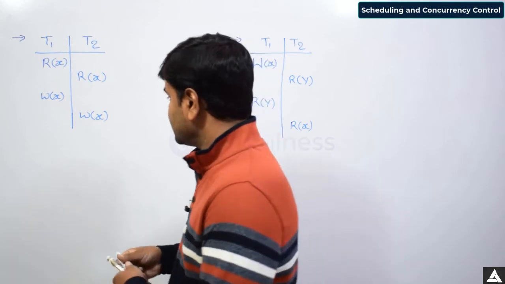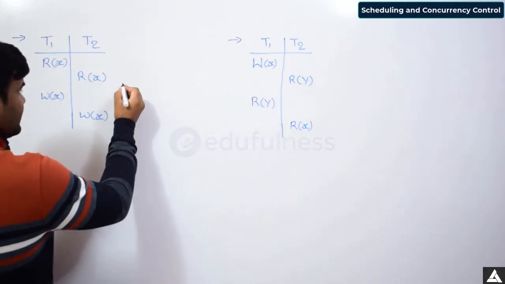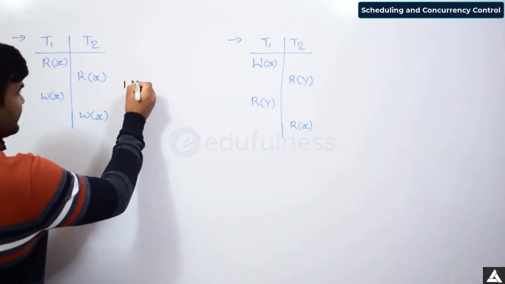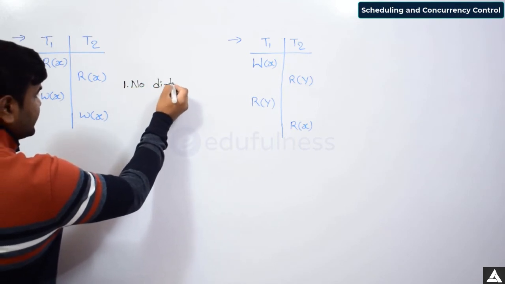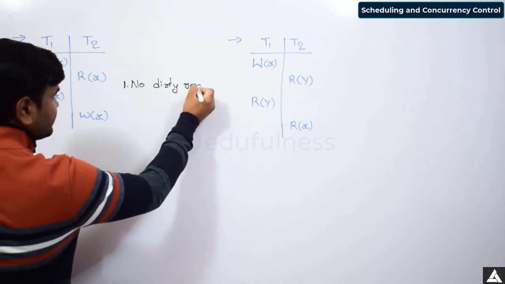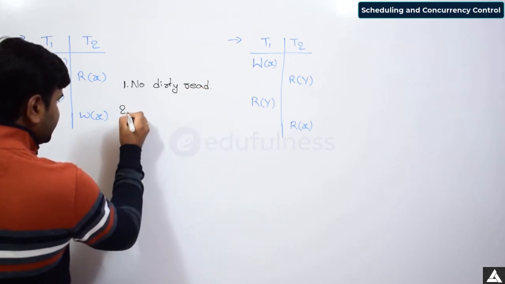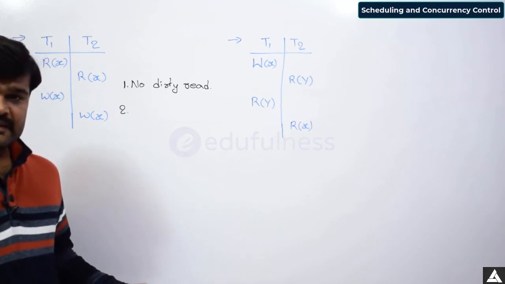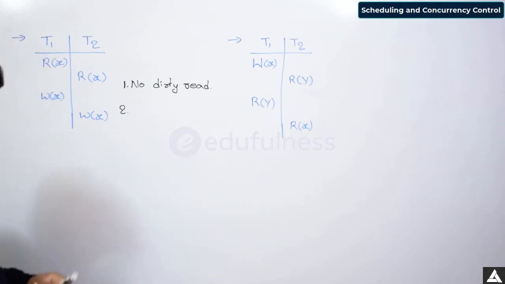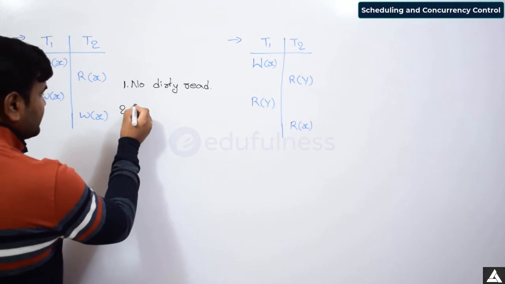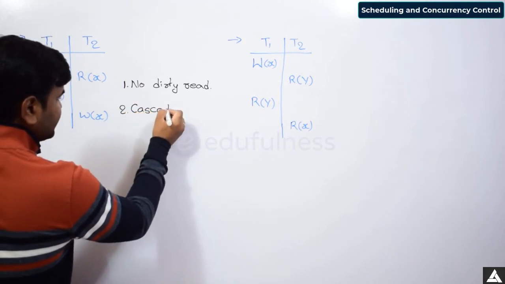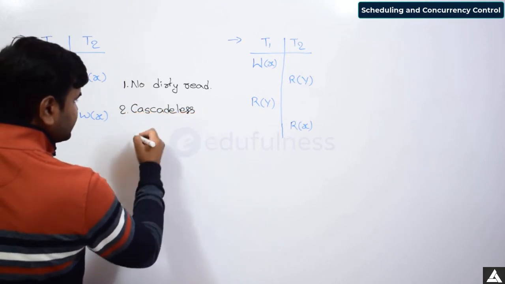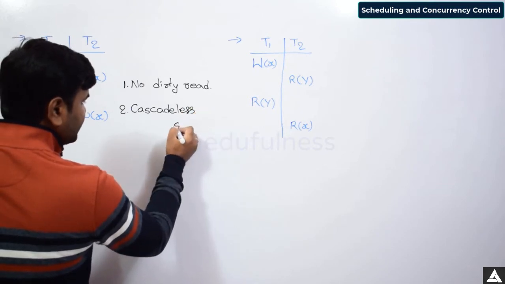So you can write down here, first one is no dirty read. That is a good thing. And next, if there is no dirty read, there is not much dependency among these two. So it is a cascadeless schedule. That is a good thing, cascadeless schedule, you can write down.